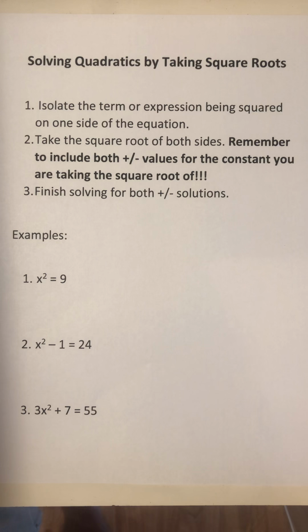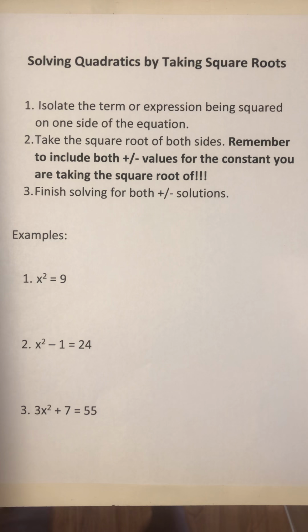But for right now, the first thing we're going to do is isolate the term or expression being squared on one side of the equation. Then we are going to take the square root of both sides. Now remember, you need to include both positive and negative values for the constant that you're taking the square root of. Because if I look at that first example, if I take the square root of 9, the answer is both positive 3 and negative 3. Because when I square positive 3, I get 9. But also when I square negative 3, I get 9. So remember to include the positive and negative results after you take the square root.